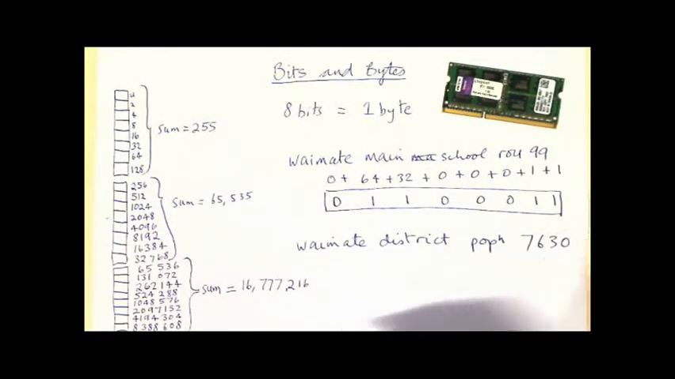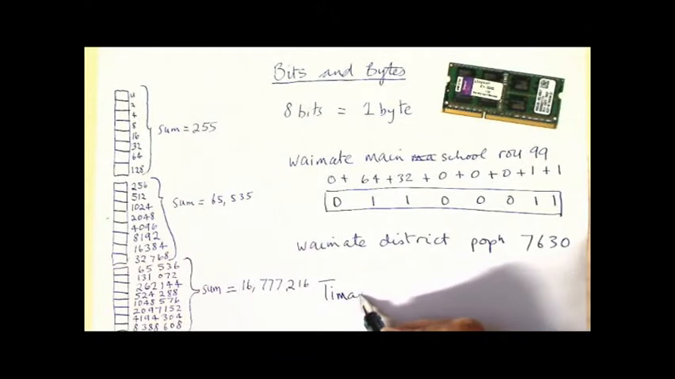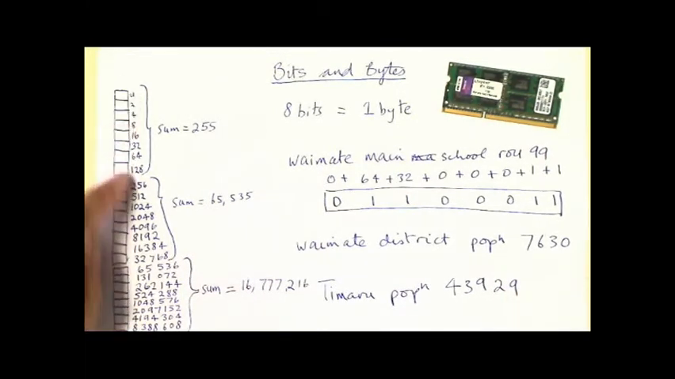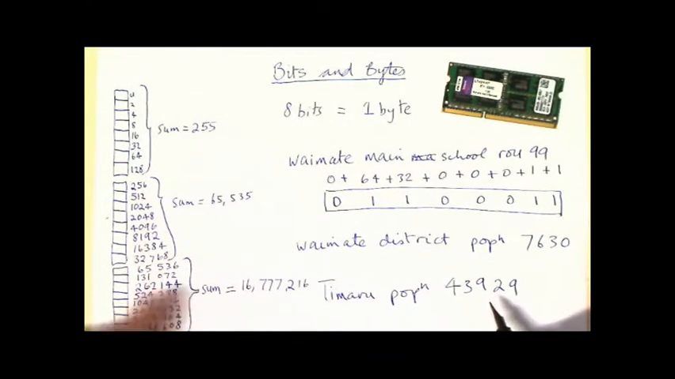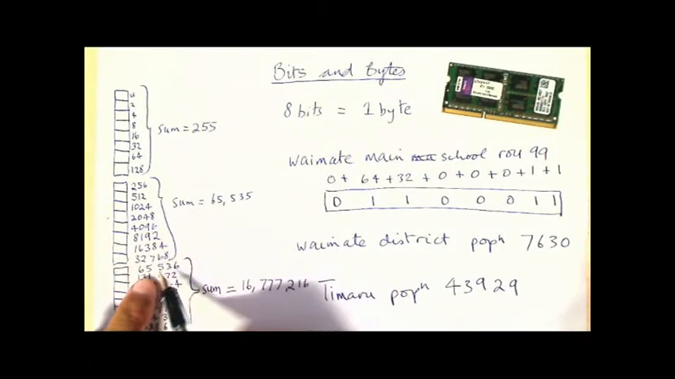Something that might use 3 bytes of information would be the Timaru population, which again I've Googled, and that's 43,929. So 43,000, still, I made a mistake, didn't I? That's going to use 2 bytes still, because it's less than 65,000.